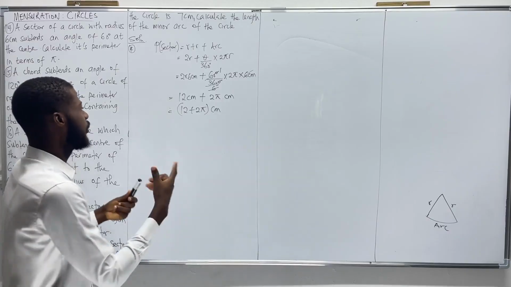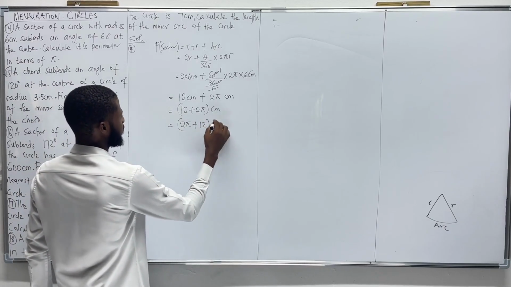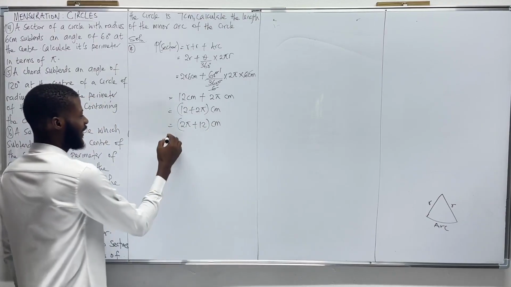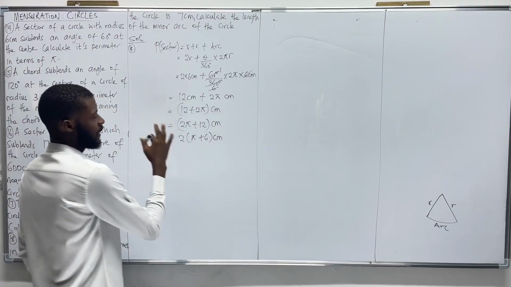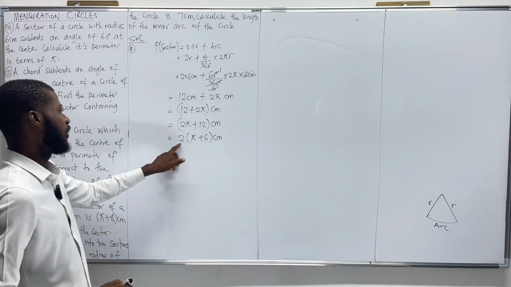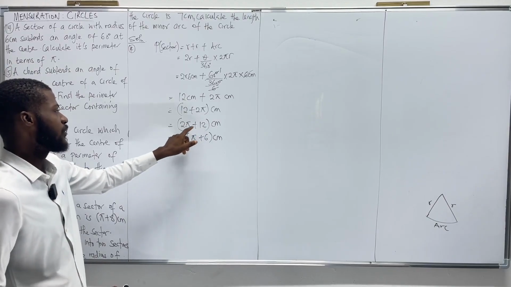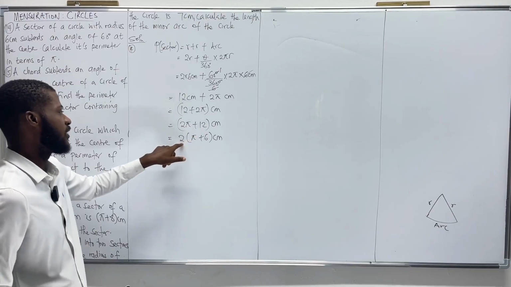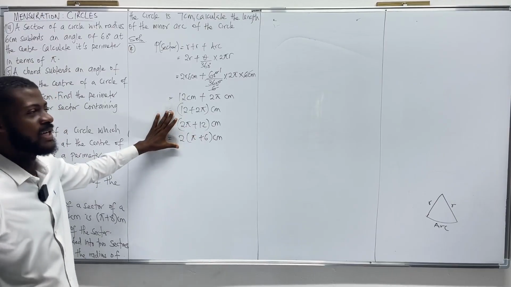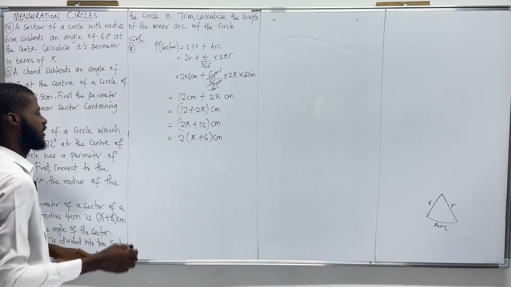This will be the answer. You can also write it as 2 pi plus 12 cm. You can even write it as 2 brackets pi plus 6 cm. They are all the same. So this very one is because 2 is common between these two. Since 2 is common, you can bring it out. 2 pi over 2 is pi. 12 over 2 is 6. So you can also leave the answer in any of these ways. This is what we have for question 14.